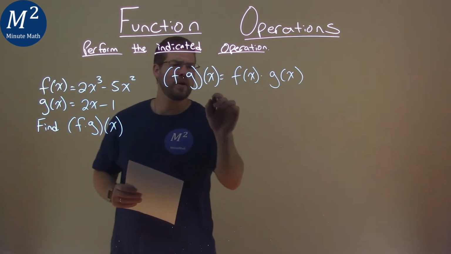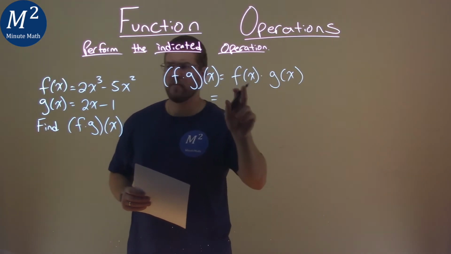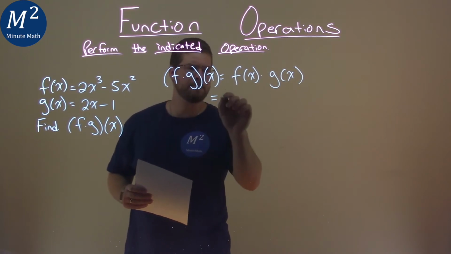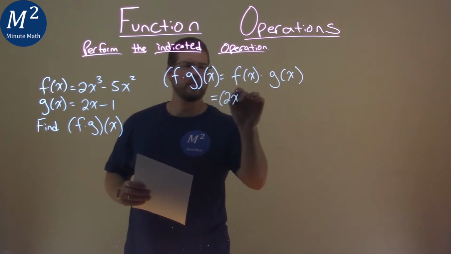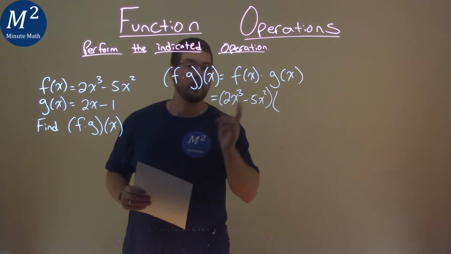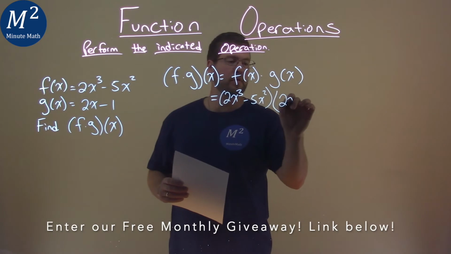So now what we want to do is, well, we know f of x is 2x to the third minus 5x squared. Let's plug it in. 2x to the third minus 5x squared. Same thing with g of x, which we know is 2x minus 1.